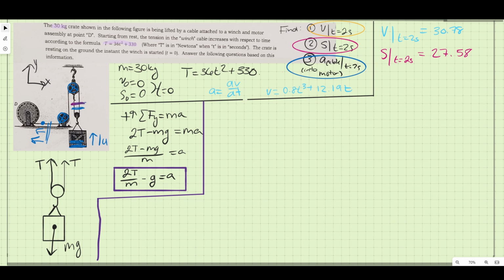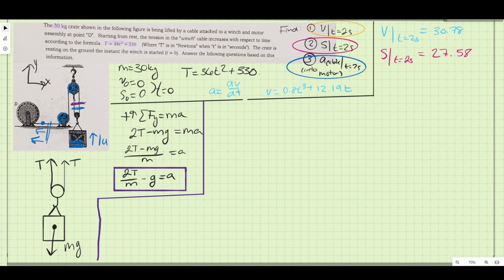That was kind of a long-winded way of saying we have 2 active cables that are pulling up on the crate, and if we put 1 unit of slack in each of those cables by lifting the crate up, we'll end up with 2 units of slack. It makes sense, but it can be a little hard to wrap your head around.